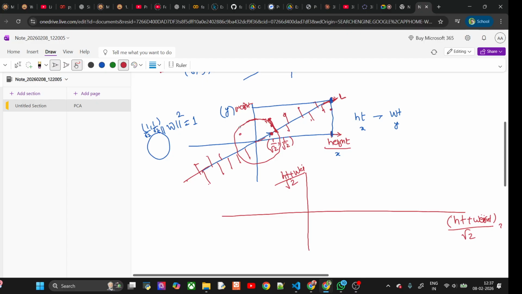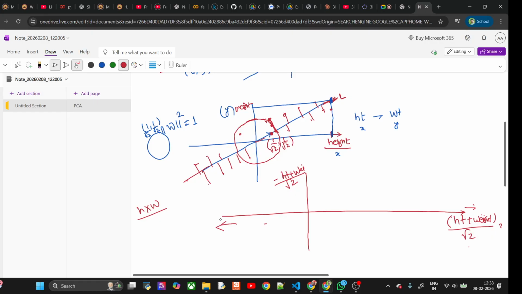For example, if I am doing height plus weight divided by the square root of 2, I am having another x axis, height plus weight, and here, because this is the x axis, this side is minus. Here it is height and weight; I every time consider height and width, but here it is height and weight. Because this is the y direction, so minus height and weight. So I am now trying to draw the new axes: height plus weight by the square root of 2, and here height minus weight by the square root of 2.